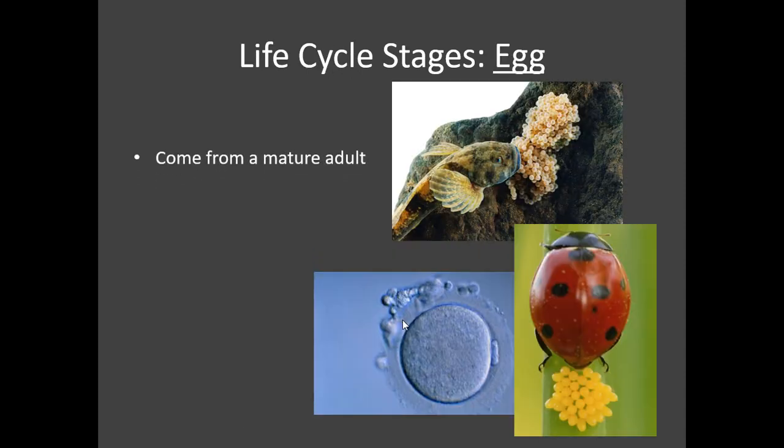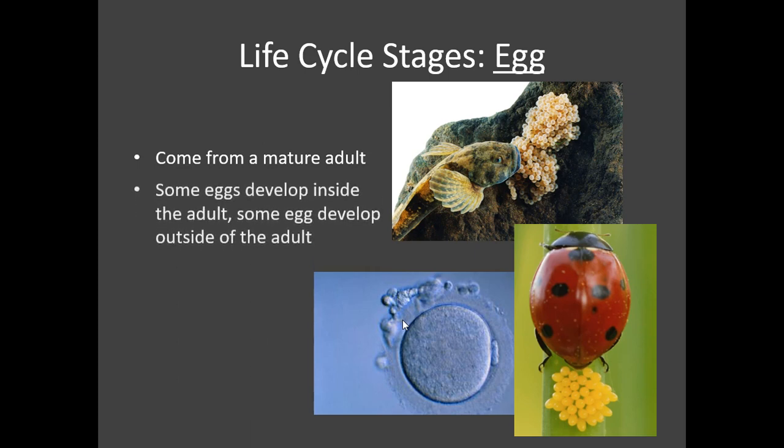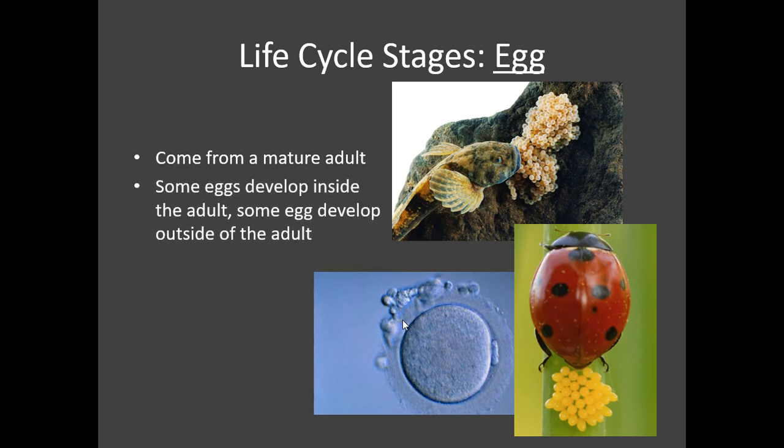Now, our first stage is going to be the egg. The egg comes from a mature adult. Some eggs develop inside the adult, and some eggs develop outside of the adult. As we see here in the fish and also in the ladybug, they're outside of them.